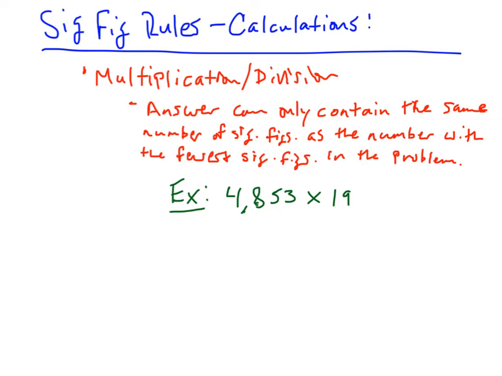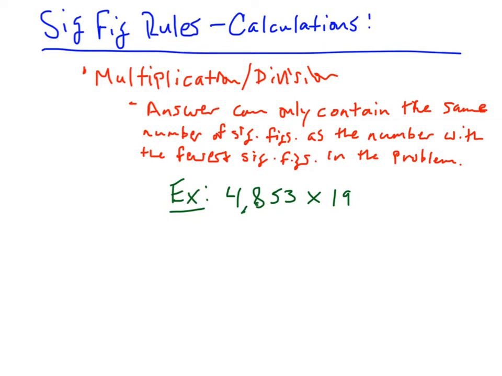So we'll go with the multiplication-division rule first. The rule is that the answer of a multiplication-division problem can only contain the same number of sig figs as the number with the fewest sig figs in the problem. So what that means is, down here in our example problem, we have one number, 4,853. How many sig figs does that number have?